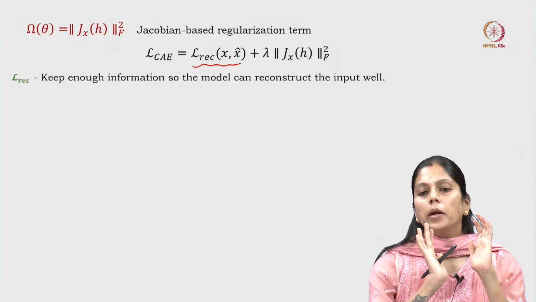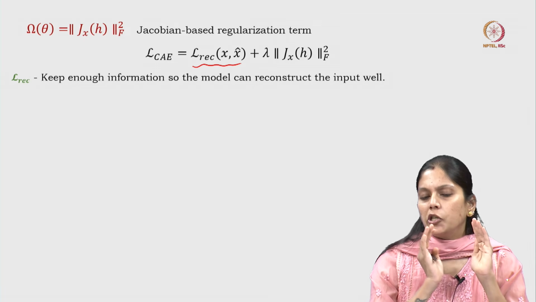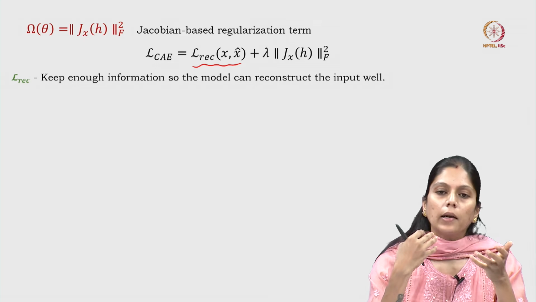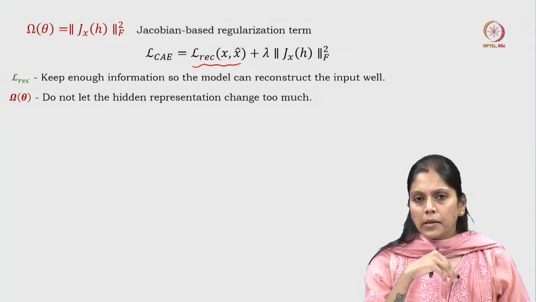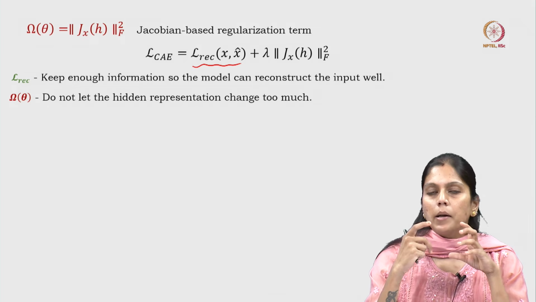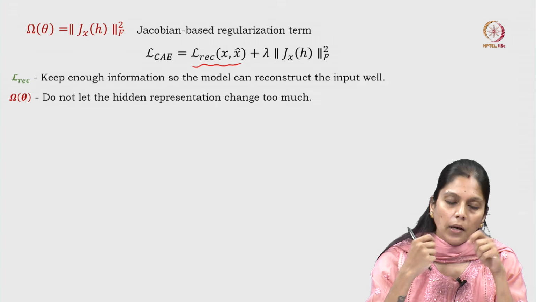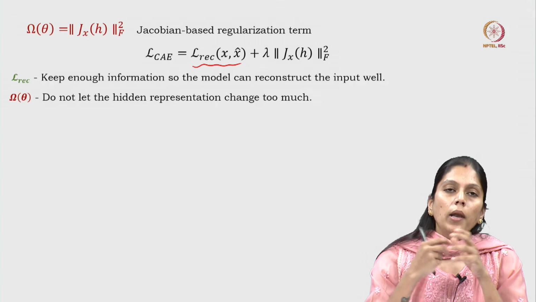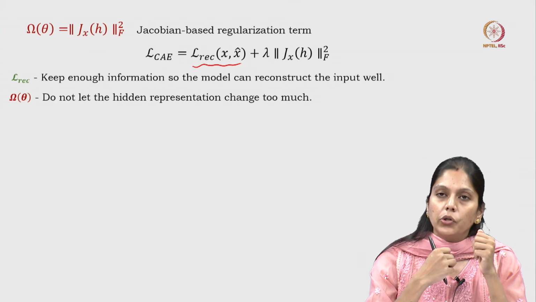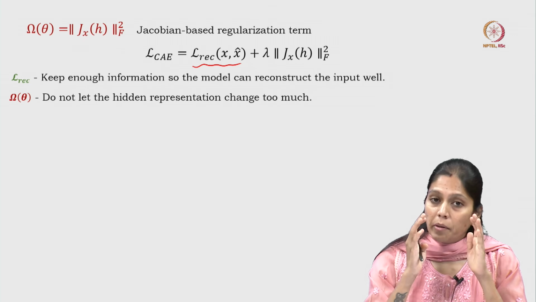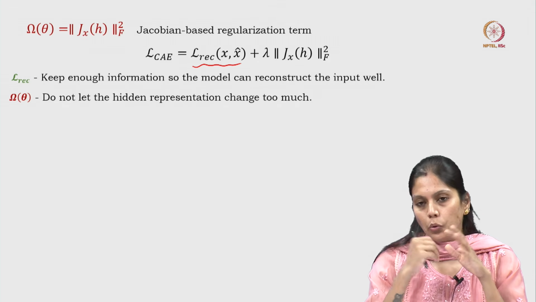Reconstruction is possible when the hidden representation is good, right? So the first term says keep as much information as possible so that the model can reconstruct. What is the second term saying? The hidden representation should not change much for a small variation in the input. Now, how will the hidden representation know that it is a very small change and it should not react much? The second term is saying do not let the hidden representation change too much.